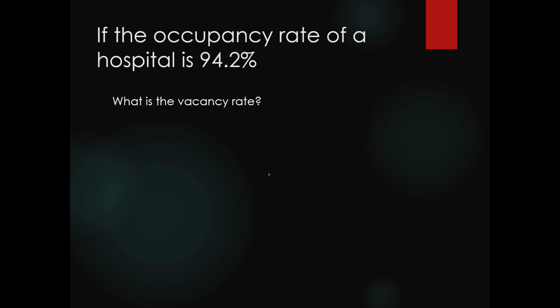Now, here's a little bit of number play. So the occupancy rate of a hospital is 94.2%. What is the vacancy rate? I'm just going to have you calculate it quickly. And if you got 5.8%, correct. Okay, so this is just another way of thinking about the occupancy and the vacancy rate. So you hear about vacancies in hotel rooms and so on and so forth. Here we're talking about occupancy rate, or you will be.